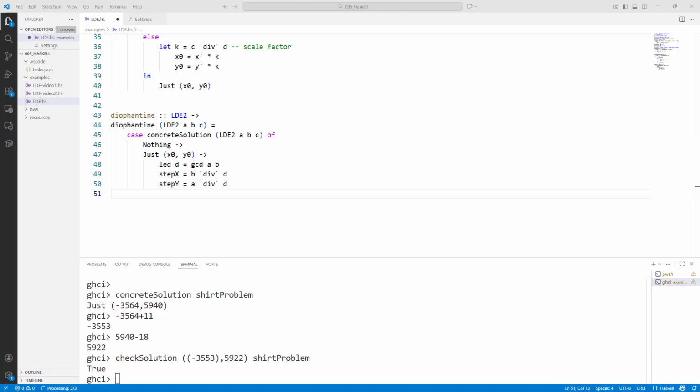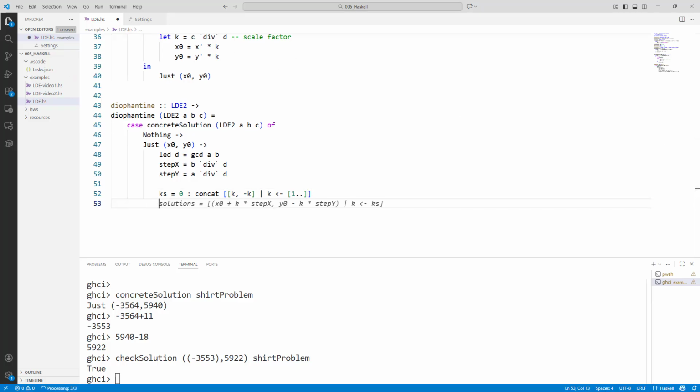So now let's go to the infinite part. We need a list of steps to take. Let's call the list of steps KS, so to say. And let's think how to do it. We're probably going to do it like this. So concat. It actually knows what it's doing. I am impressed by Copilot here. It's impressive. I mean, it knows what it does all the time.